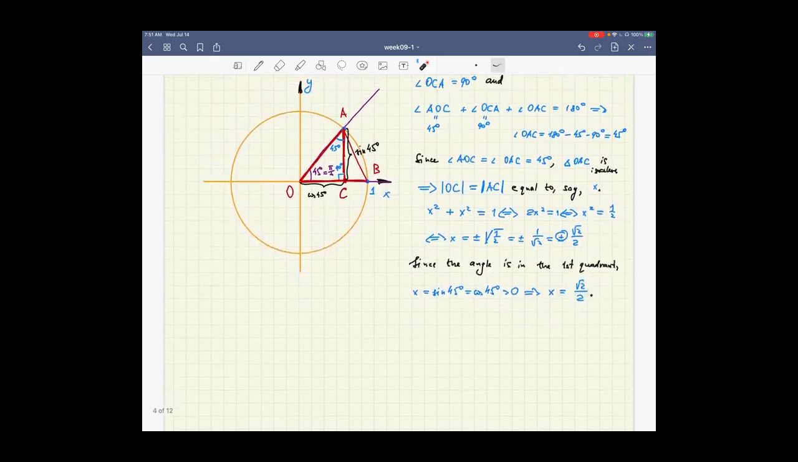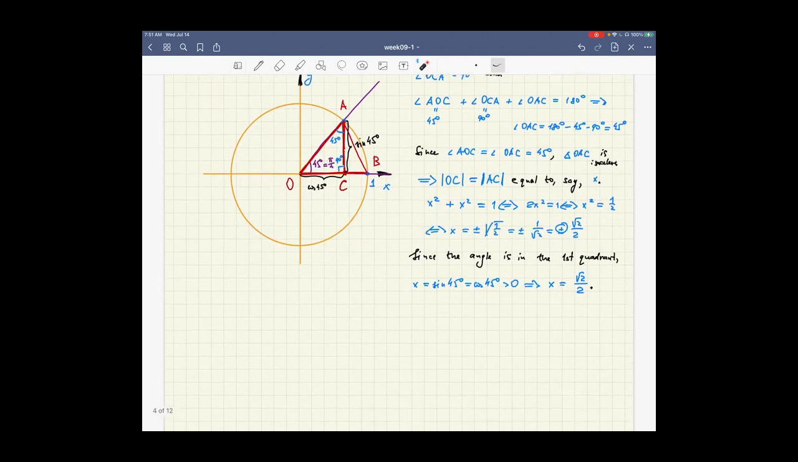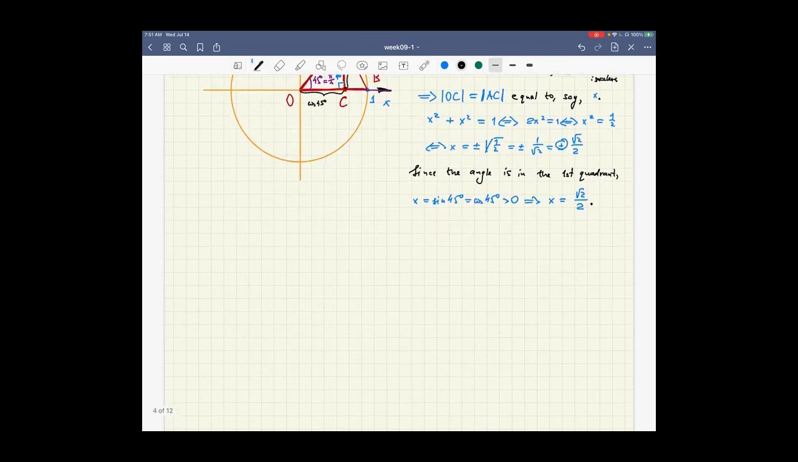Let us now find sine and cosine of pi over 6, or 30 degrees. As we will see, sine of 30 degrees, which is the same as sine of pi over 6, is 1/2, and cosine of 30 degrees, which is cosine of pi over 6, is root 3 over 2.